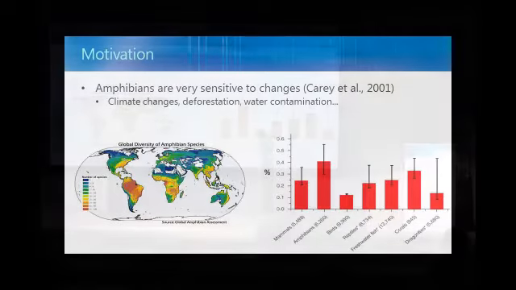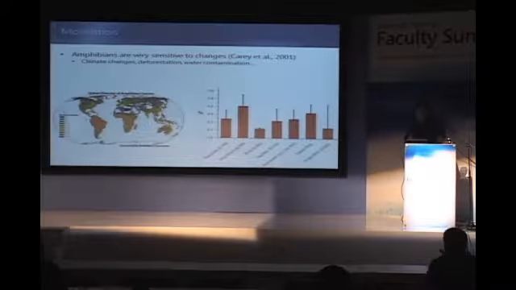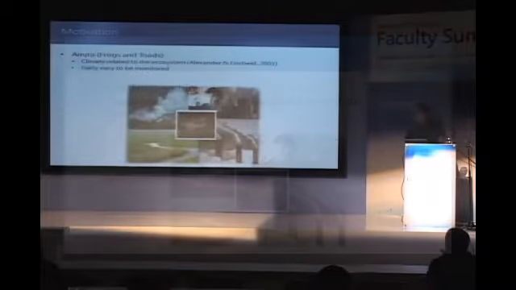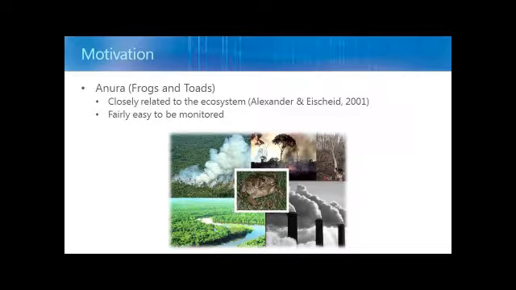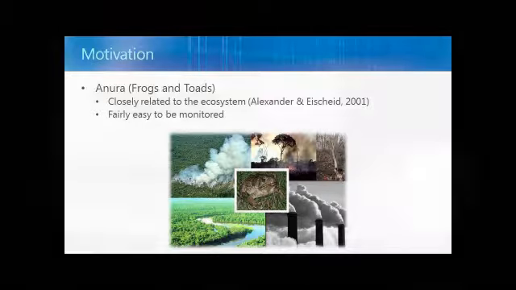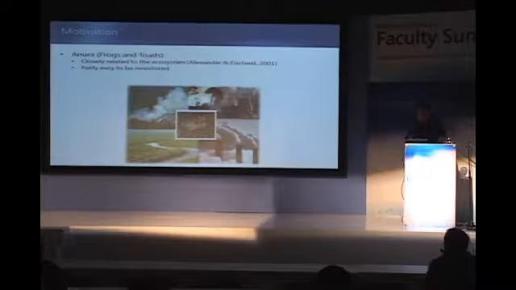Why? In general, amphibians are very sensitive to environmental changes: climate changes, deforestation, water contamination, soil contamination as well. And we have plenty of species of amphibians around the globe, and all of them are very sensitive to changes. And it shows among all the amphibians, the frogs and toads, the ANURA, because they are also very closely related to the ecosystem. And they are fairly easy to be monitored compared to the other amphibians.